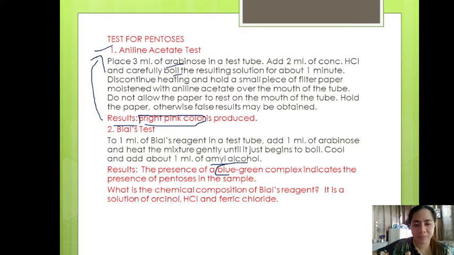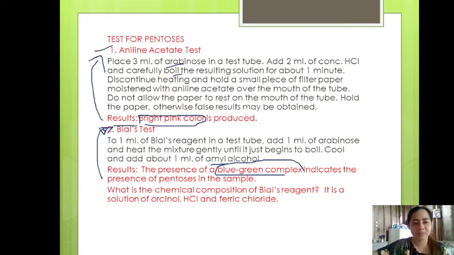So, once there is a blue-green complex or blue-green color, it indicates the presence of pentoses in the sample in the Bial's test. Just remember: blue-green complex in the Bial's test and bright pink color in the aniline test.